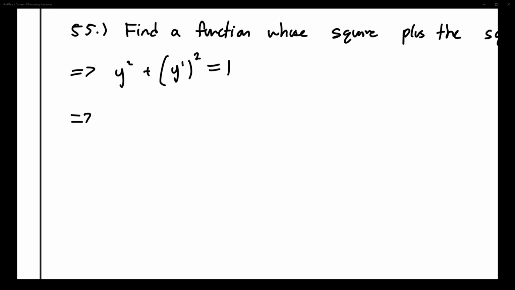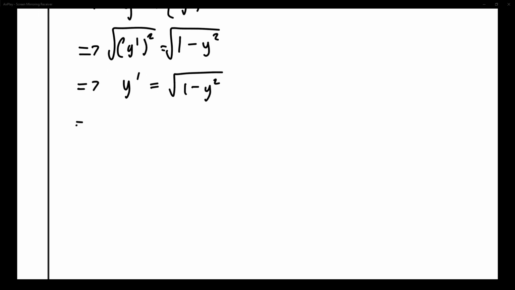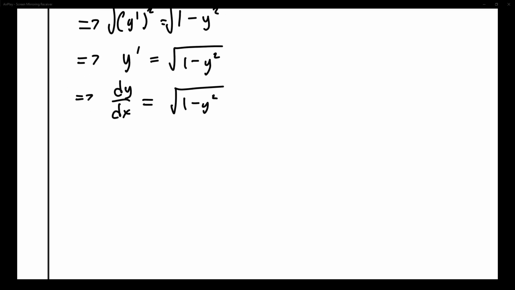We can try: y prime squared equals, if we subtract, 1 minus y squared is what I'm thinking. And then if you take the square root on both sides, we're going to get y prime equals the square root of 1 minus y squared. And if we say that y prime is dy over dx, we're going to get this.